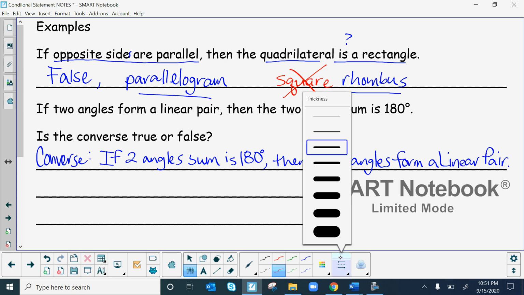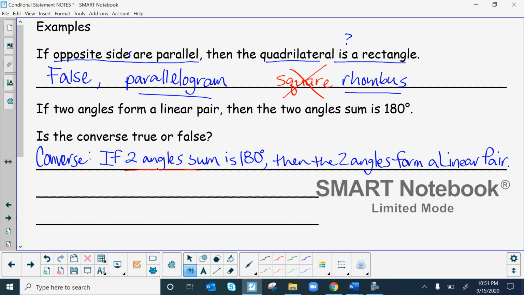So remember, there's no changing the hypothesis. So I have these two angles and they add up to 180. That's what that means. So there's these two angles that add up to 180. Does that mean the two angles are a linear pair? Okay. Well, can you think of two angles that add up to 180 but are not a linear pair? I can. How about this angle right here?